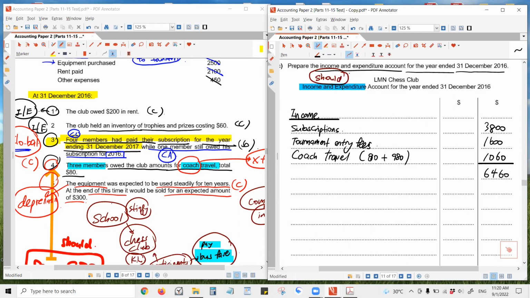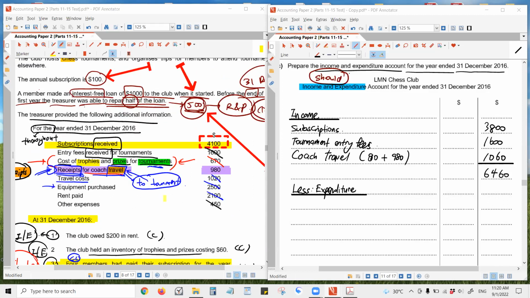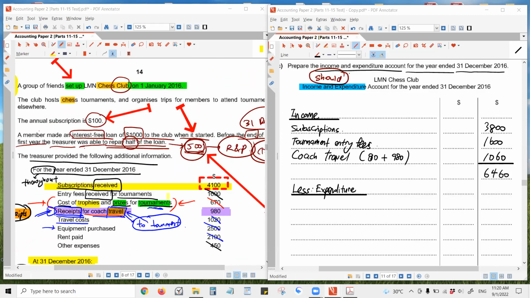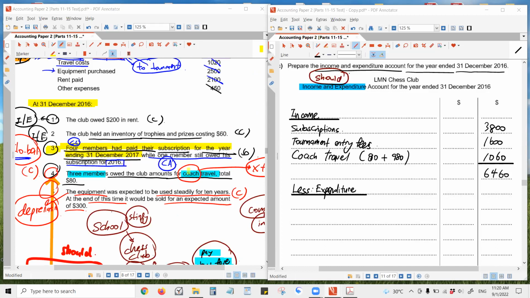Okay. Now next, you look for all the expenses of the club. Okay, but here you should write expenditure. That's the term they use here. Inventory is not an income. You have not sold it, it's not an income. Inventory, do you see inventory in the question? No, inventory is not in the question.